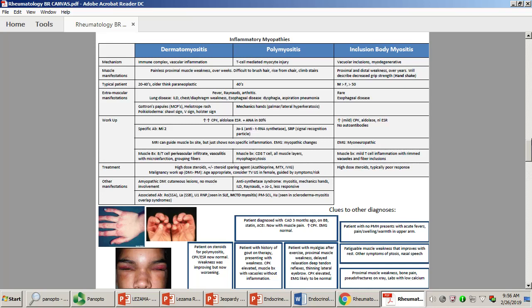No, I mean, that's just acute, right? So this is acute. This is an infection, right? So just remember, you can actually get an actual infectious pyomyositis.